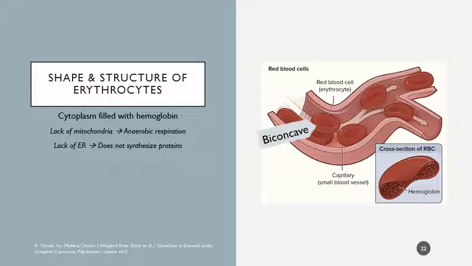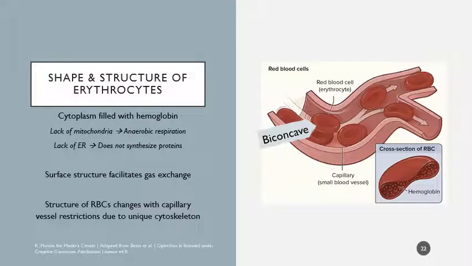They are, however, biconcave. They don't have these bigger organelles inside of them, so they're a little bit flattened in the center. And so that means that they can really maximize surface area to volume ratio and squeeze through capillaries quite easily. That surface structure facilitates gas exchange, and it also allows them to change shape. They have a unique cytoskeleton, and they can really get through a lot of different spaces. So if you have a situation like sickle cell anemia where you're changing the structure of that cell, it can lead to a lot of problems in their function.